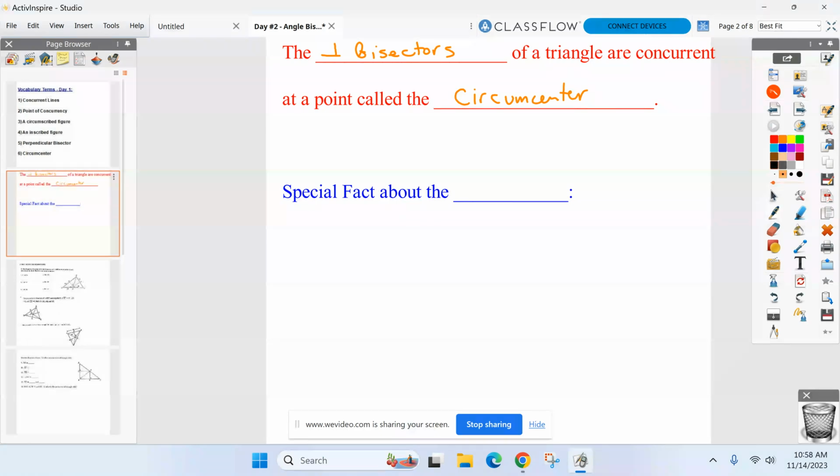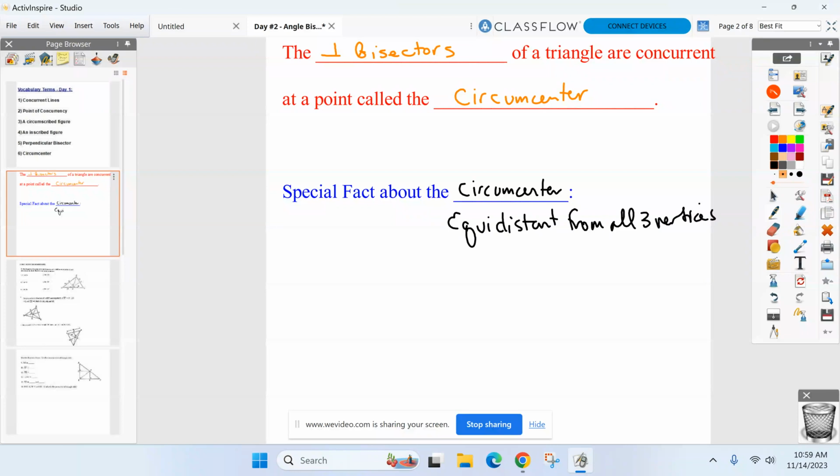It is equidistant from the vertices. Thank you. It is equidistant from all three vertices. All right, so that's both parts of the circumcenter I need you to know. Formed by the perpendicular bisectors, equidistant from all three vertices.